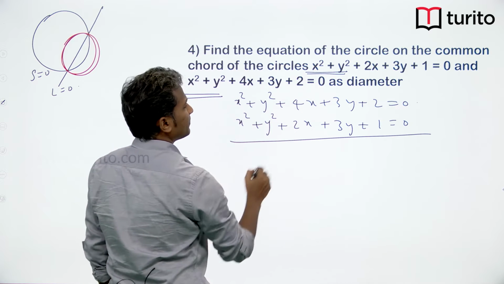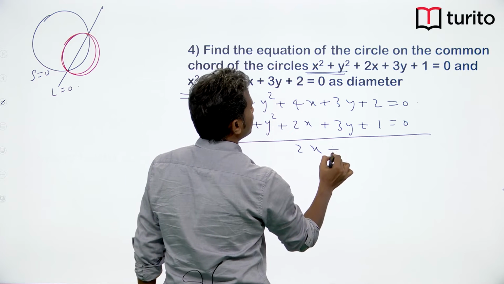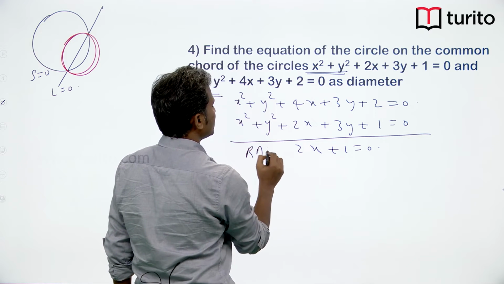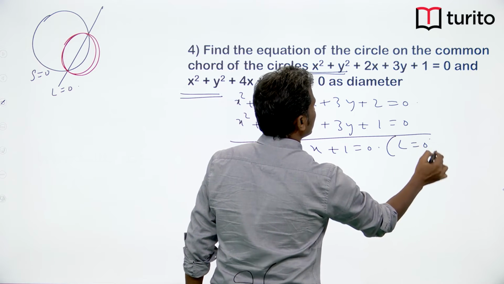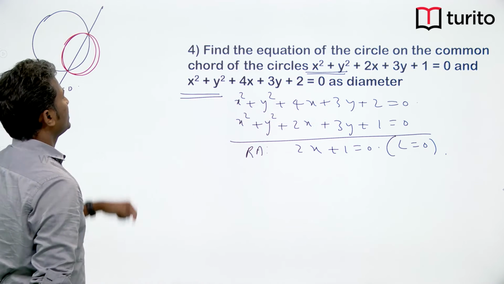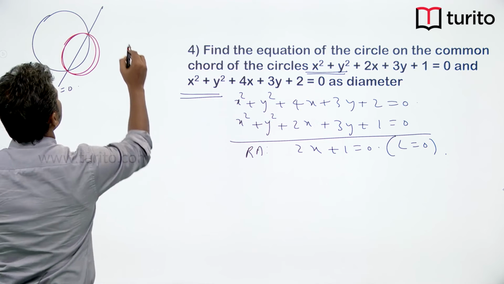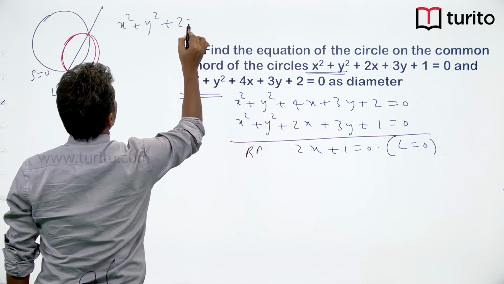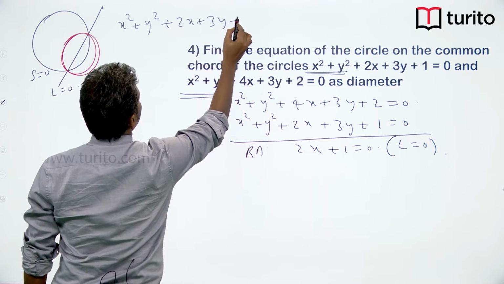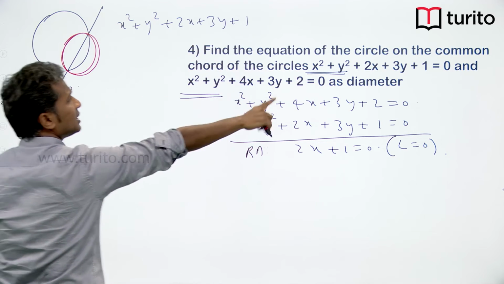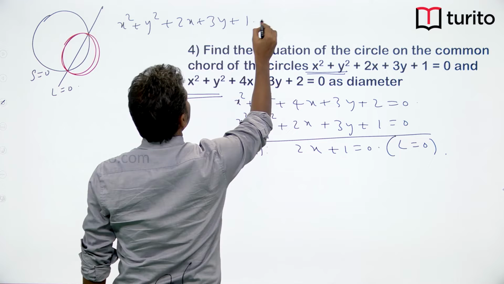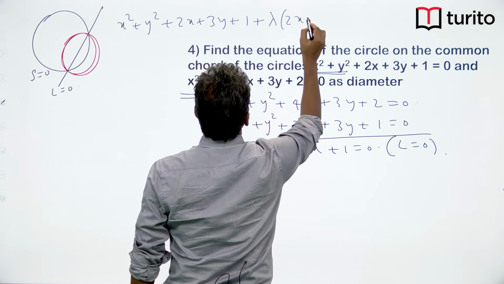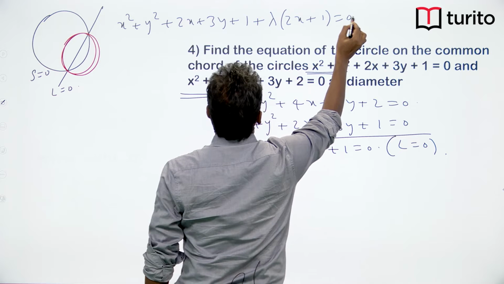Now when I subtract, I get 2x plus 1 equal to 0. So this is going to be my radical axis, which is also my L equal to 0 line. Okay. So here I can take the family of equation like this: x square plus y square plus 2x plus 3y plus 1. This is my S, that is the first equation of the circle, and after this lambda into the line, which is 2x plus 1 equal to 0.